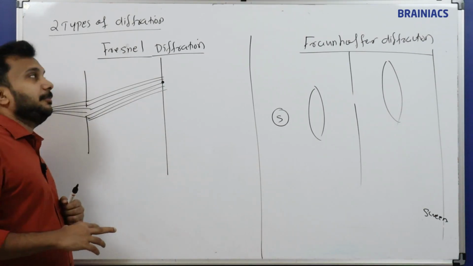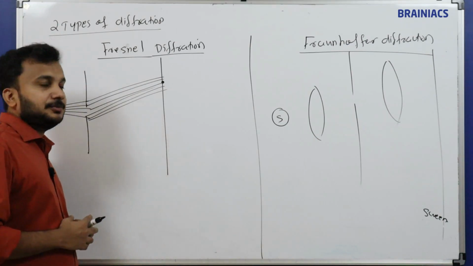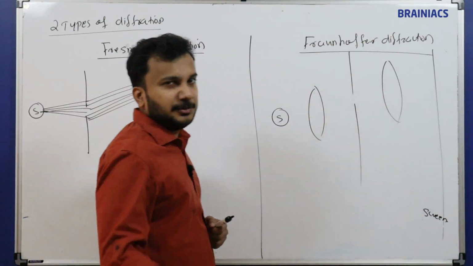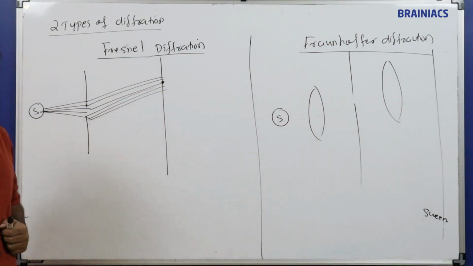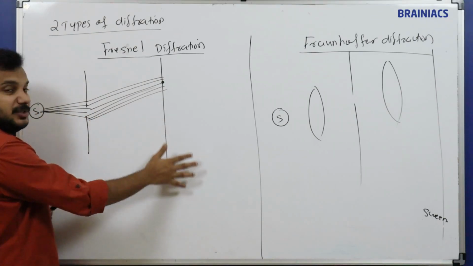Now we are in the topic of two diffraction types, correct? These two diffraction types mean Fresnel diffraction and Fraunhofer diffraction. This is the setup in the initial arrangement. These two setups have a source, a single slit, and a screen.